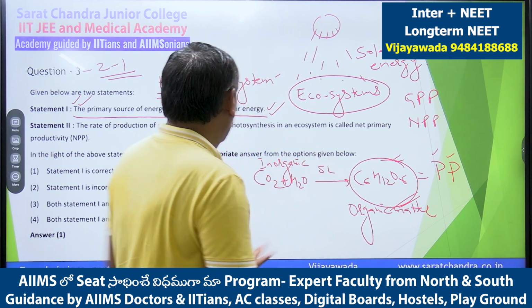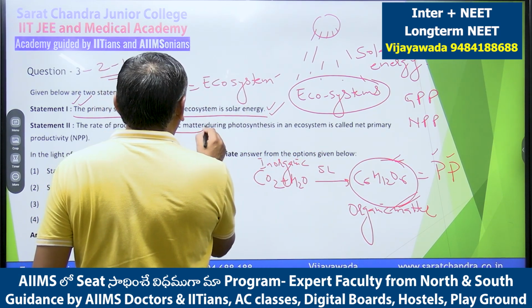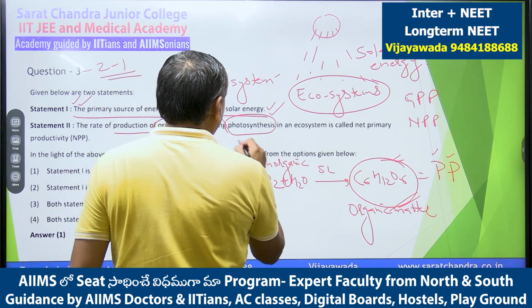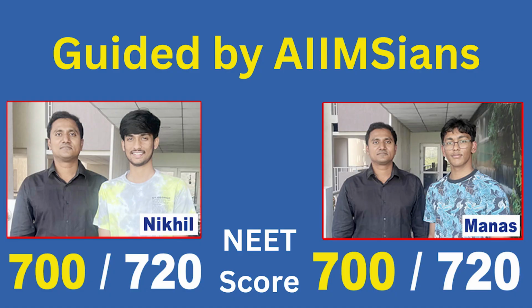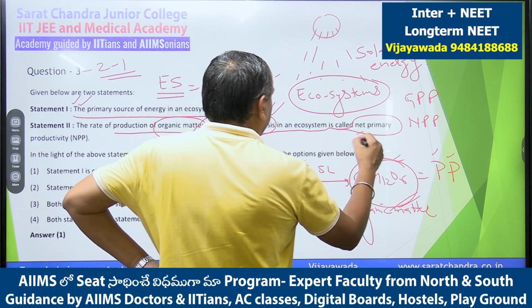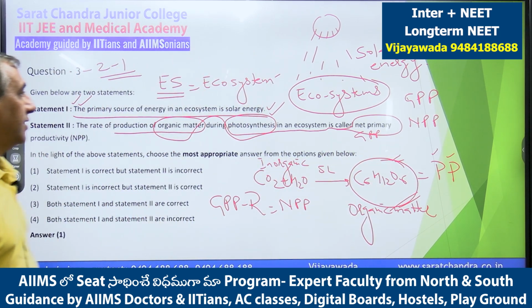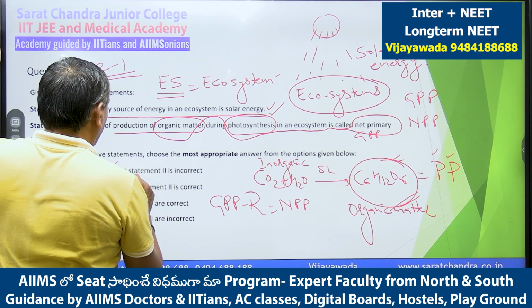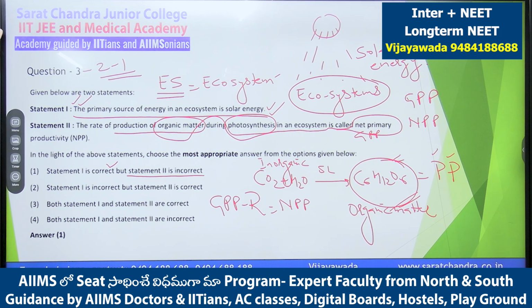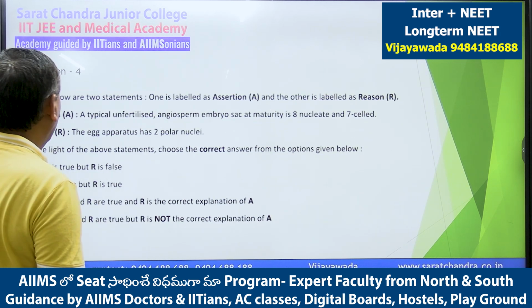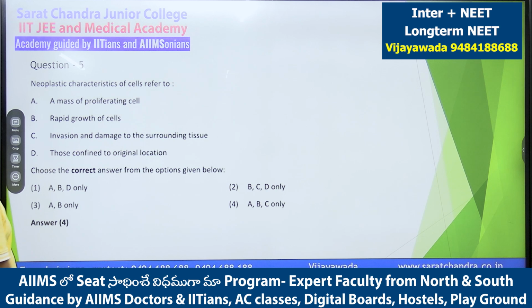That is 80,000. So what they said, the rate of production of organic matter during photosynthesis in an ecosystem is called net primary productivity. No, GPP minus R is the NPP. So here what should be correct? Gross primary productivity is the correct one. So statement 1 is correct and statement 2 is incorrect. This is the way you have to solve the question. It was a good question that you have to remember. That was the first question in zoology.